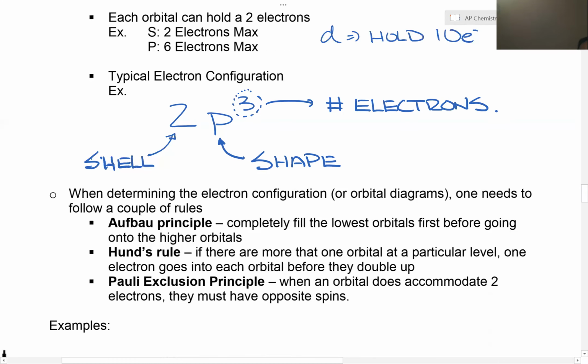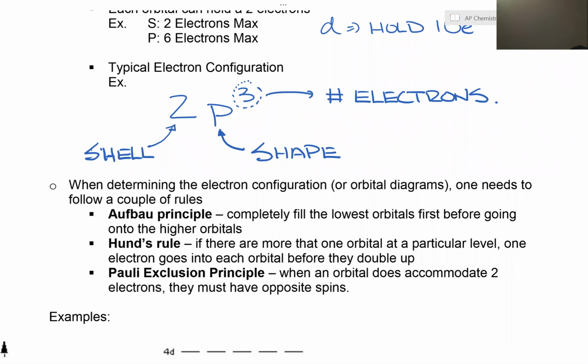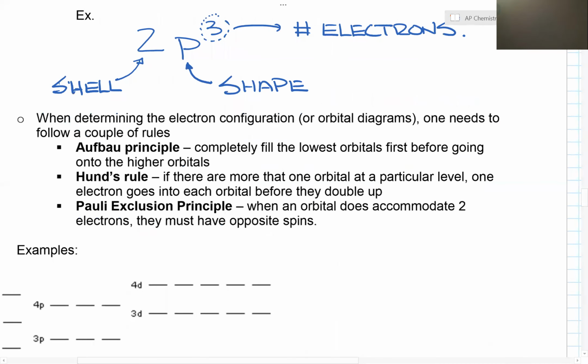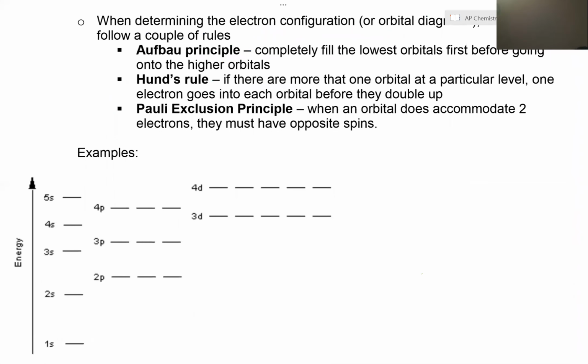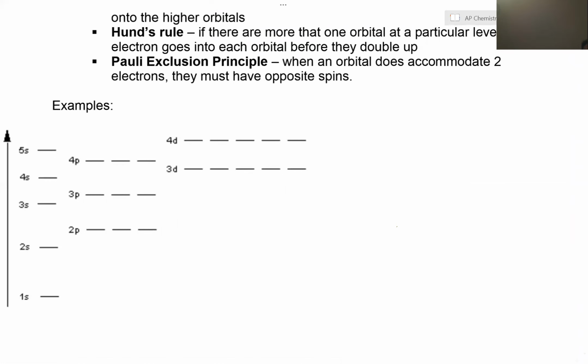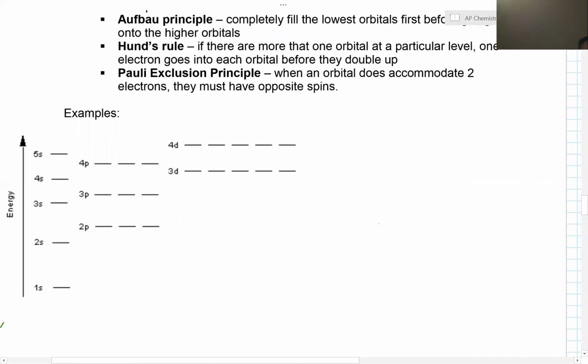When determining the electron configuration or orbital diagram, one needs to follow a couple of rules. There's the Aufbau principle, which means completely fill the lowest orbitals first before going on to higher orbitals. Hund's rule: if there is more than one orbital at a particular level, one electron goes into each orbital before they double up. And the Pauli exclusion principle: when an orbital does accommodate 2 electrons, they must have opposite spins. Now, let me give you a couple of examples, and then I'll let you go on to it.